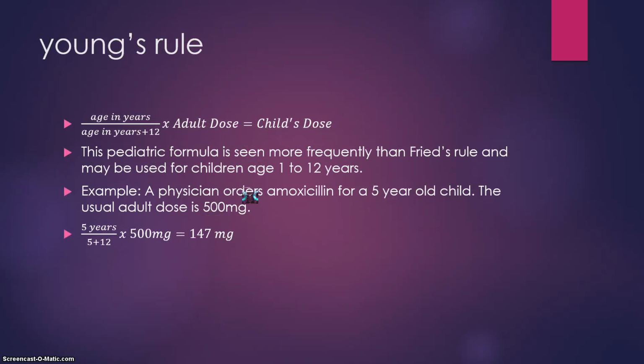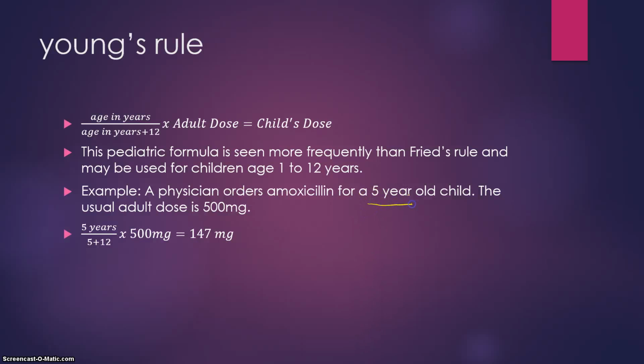Young's rule takes the age in years divided by age in years plus the number 12 times the adult dose, and you get the child's dose. This pediatric formula is seen more frequently than Freed's rule and may be used for children ages 1 to 12 years. For example, a physician orders amoxicillin for a 5-year-old child. The usual adult dose is 500 milligrams.